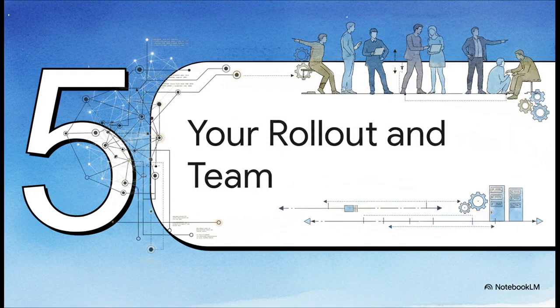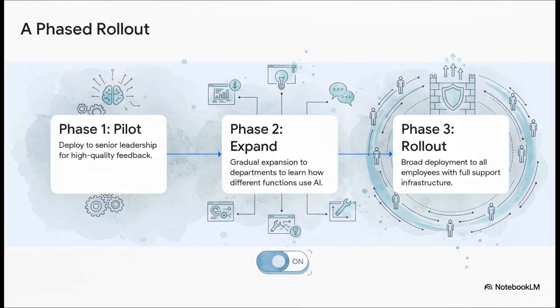So, now you have the governance model. But a model is just a piece of paper without a solid implementation plan, right? So let's talk about the how, your rollout and the team you're going to need to pull it off. Look, you don't just flip a switch on this. A smart rollout happens in phases.